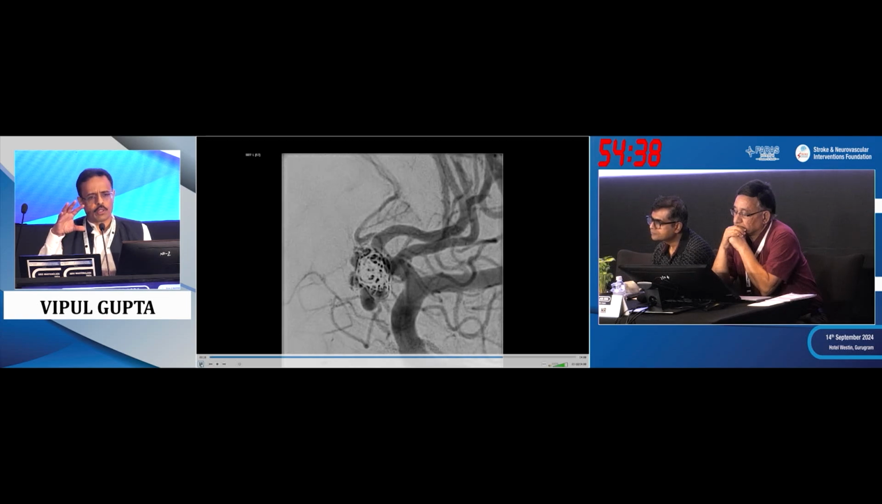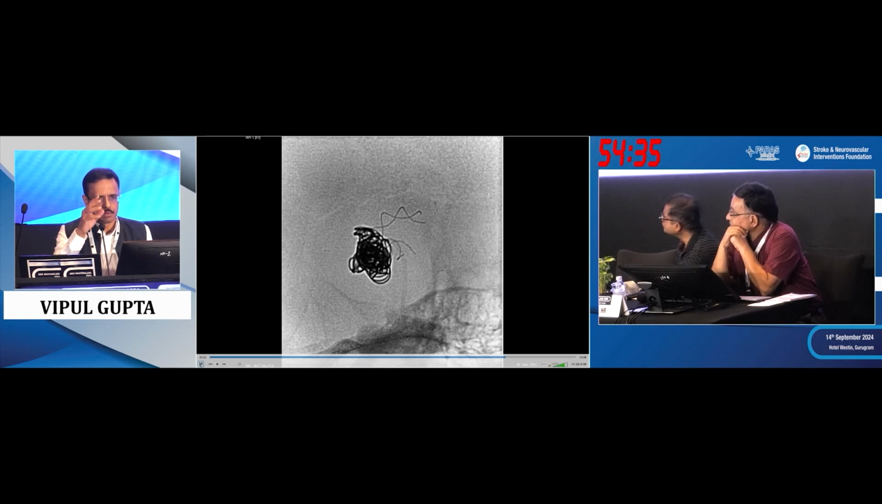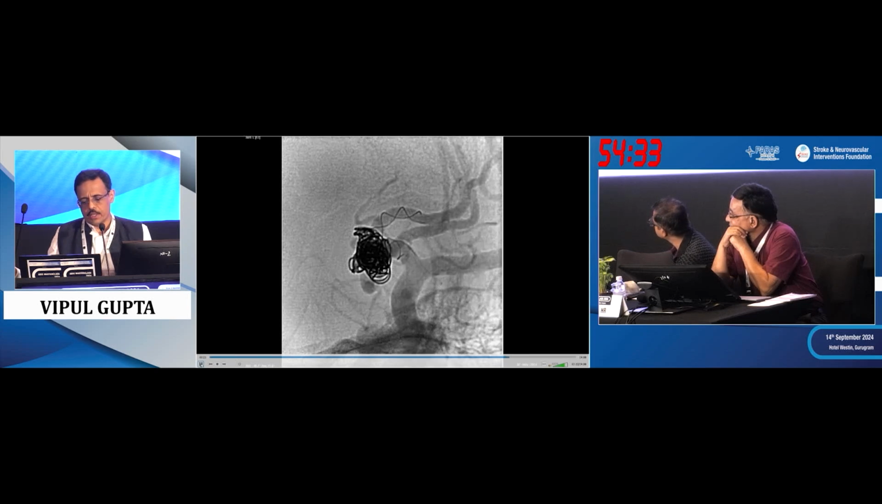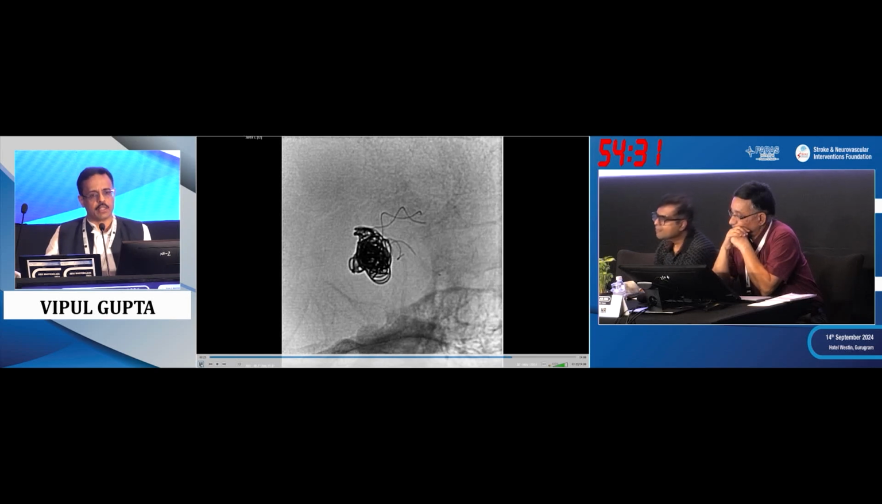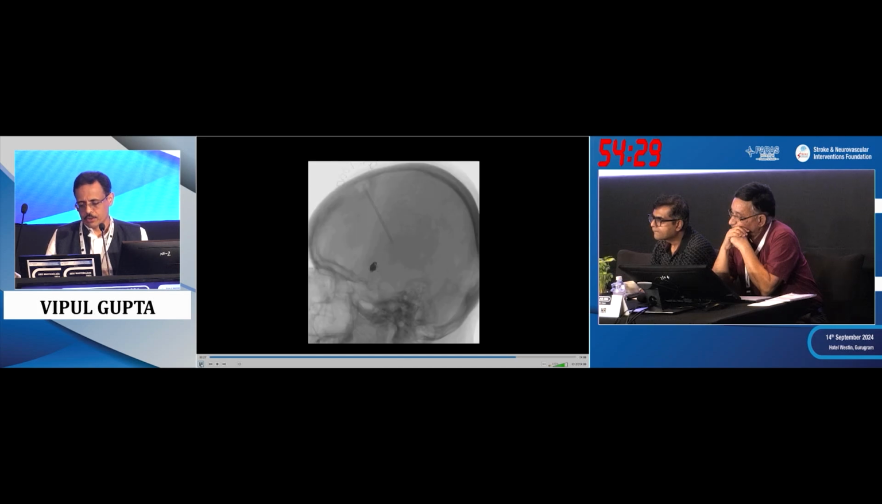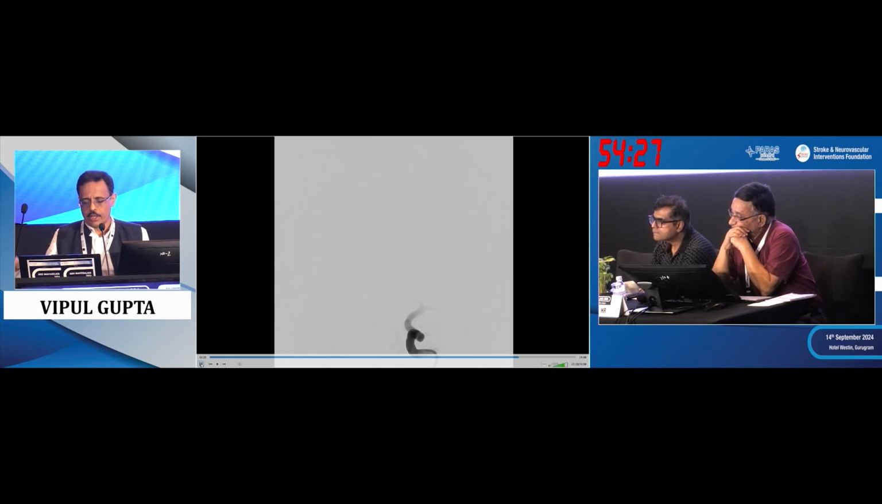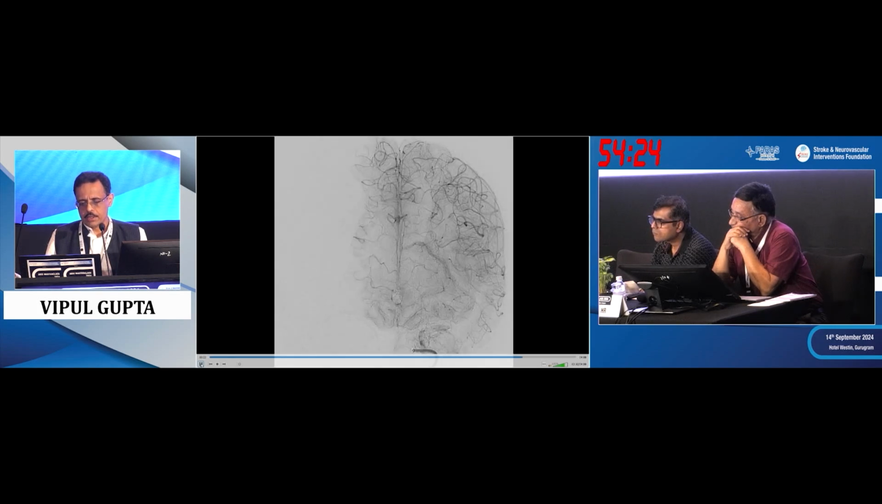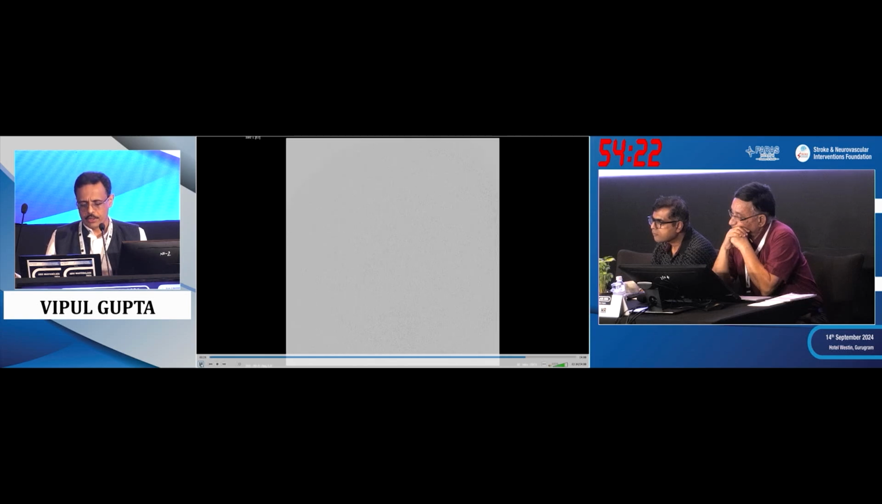If these lobules were not there, maybe it would have been balloon and coil. Okay? That was my worry here. Because of those, and near the neck lobule, we thought maybe stent will be a better choice. As you can see, the drain was already in such cases, so that there is no issue of CSF drainage.